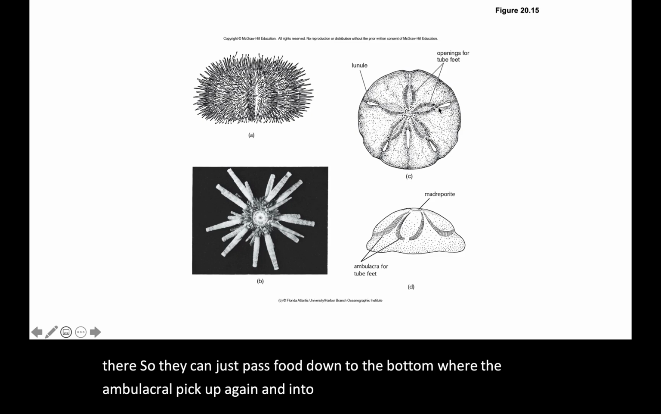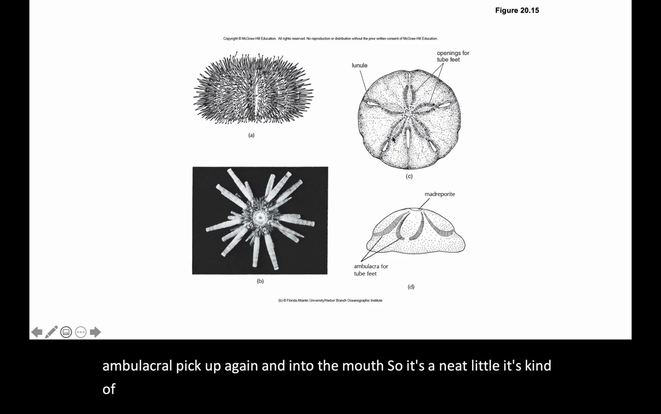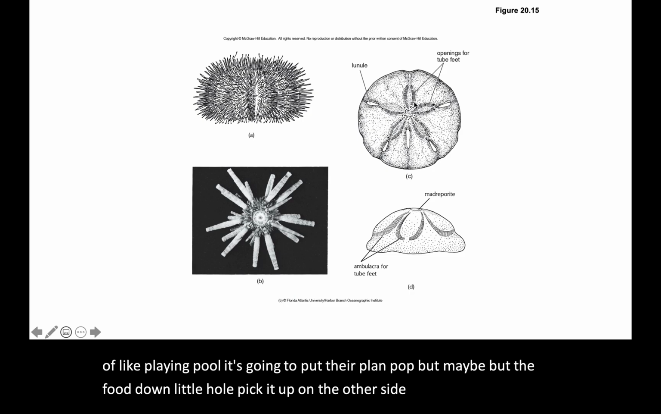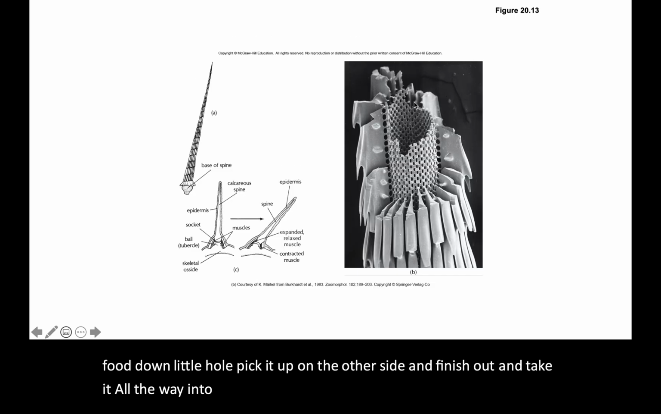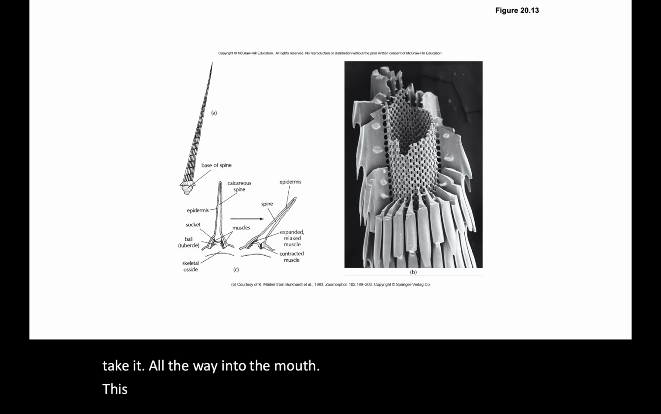So it's a neat little, yeah, it's kind of like playing pool, or playing putt-putt maybe. Put the food down in the little hole, pick it up on the other side, and finish out and take it all the way into the mouth. This is a close-up of one of those spines on an echinoid, and you can see all the layers on here.